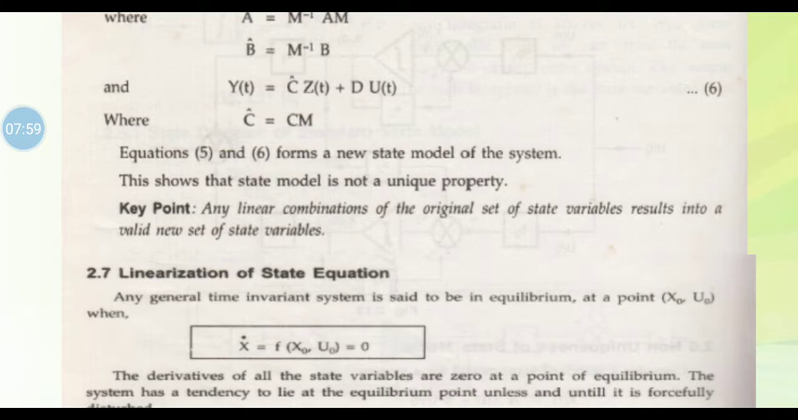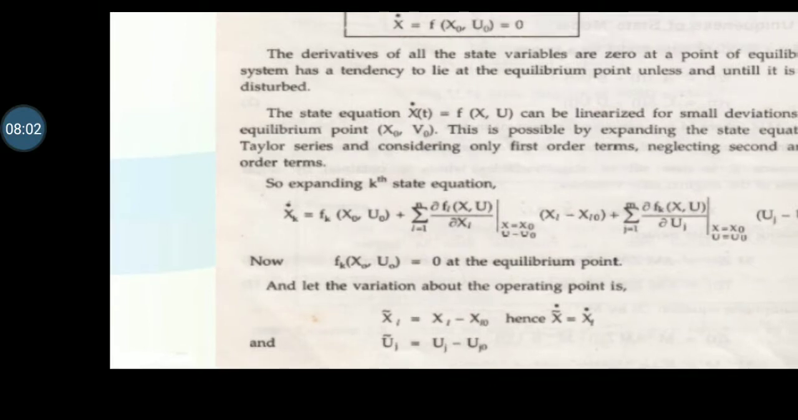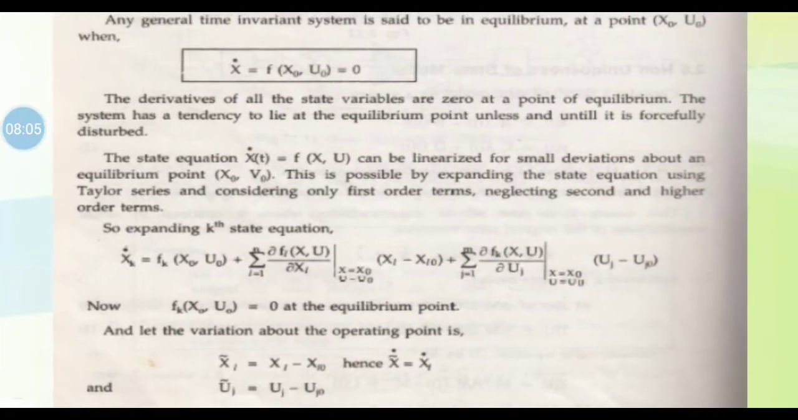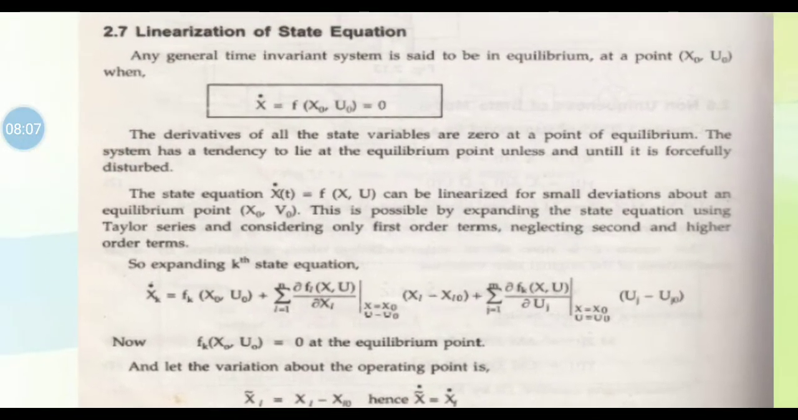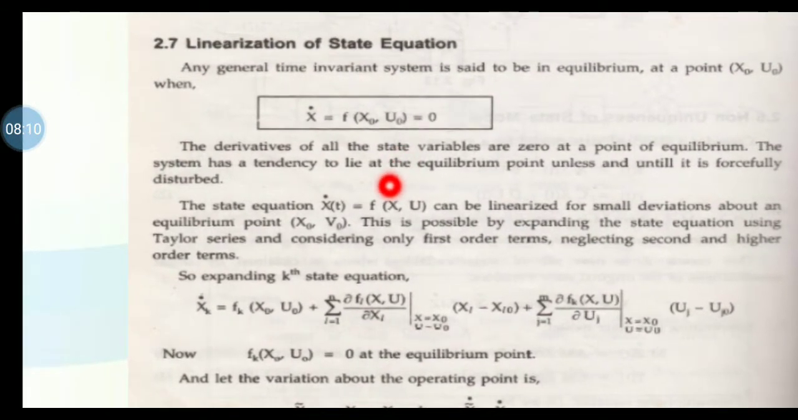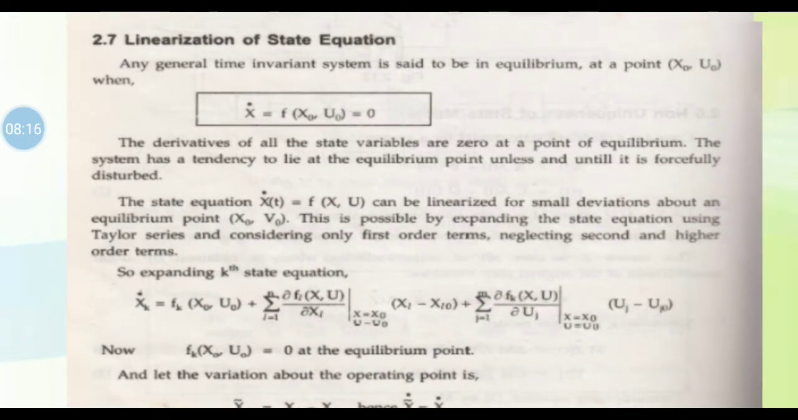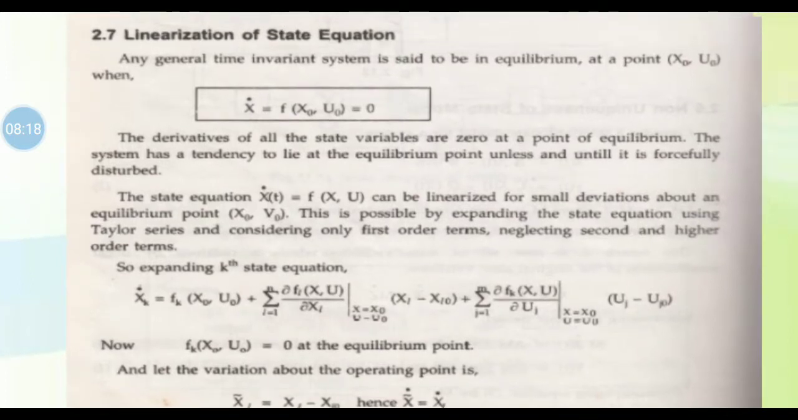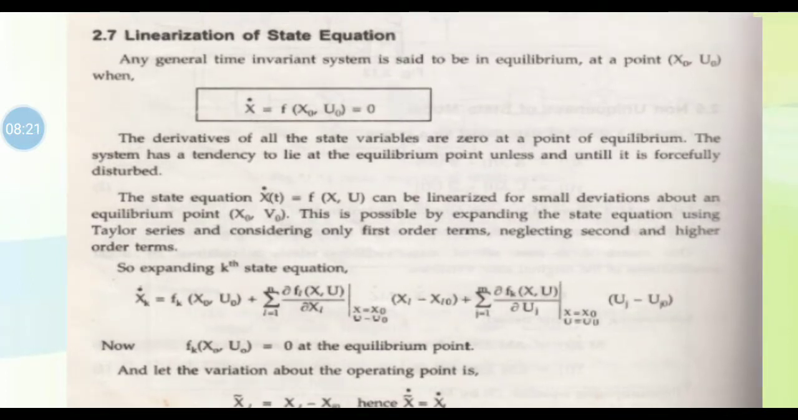So the state equation x dot of t is equal to f of x, u, which has been shown here, can be linearized for small deviations about an equilibrium point x naught, u naught, and this is possible by expanding the state equation using a Taylor series. They are going to consider only first order terms, neglecting second and higher order terms.